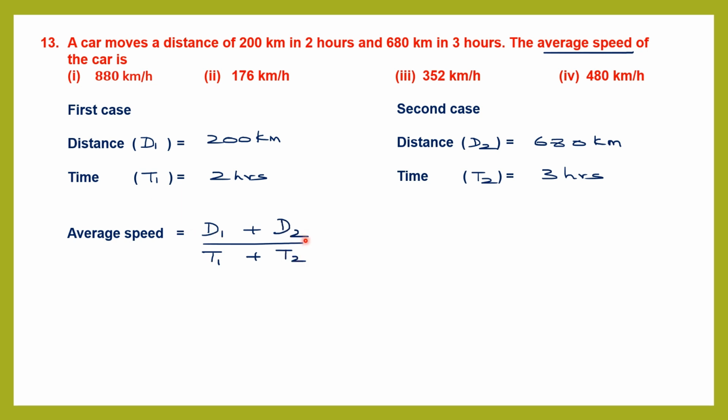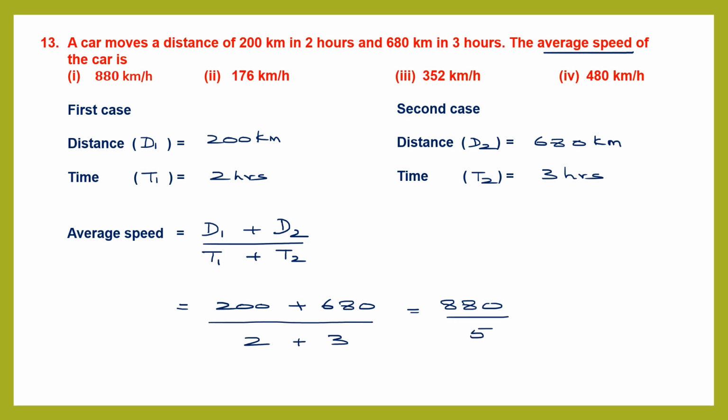So D1 plus D2 is the total distance. T1 plus T2 is the total time. So this is how we find average speed. So now let's substitute. D1 is 200 kilometers. D2 is 680 kilometers. Time 1 is 2 hours and time 2 is 3 hours. Now let's add it up. 200 plus 680 is 880. 2 plus 3 is 5. Now here we can cancel. 5 ones are 5 and here 5 ones are 5. 38. 5 sevens are 35. 3 is left 30. 5 sixes are 30. So what do we have here?